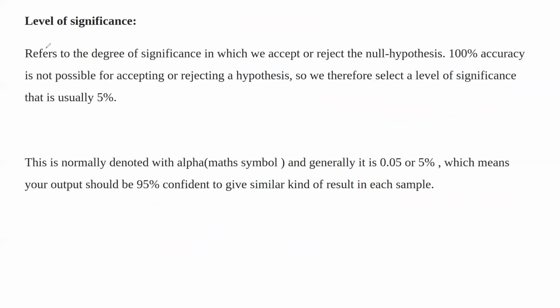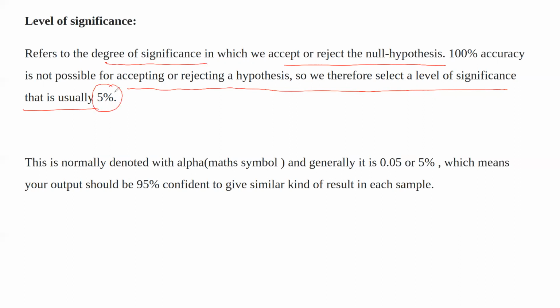Moving ahead, let's study what the level of significance is. This refers to the degree of significance with which we accept or reject the null hypothesis. See, 100% accuracy is never possible for either accepting or rejecting. So we have to have some amount of cushion, and this cushion is called the level of significance, which usually we keep as 5%. So we usually accept this 5% as our criteria, right? This can also be seen as an error criteria.